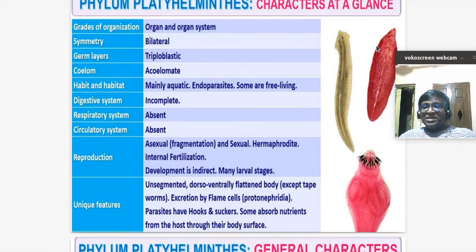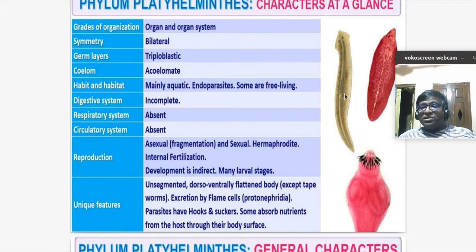So three examples are here. The first one is the planaria. The reddish colored one is the liver fluke, which is found in the liver of sheep or goat. The third one is the head region of the tapeworm, which has these hooks and suckers. They help them to remain attached to the intestinal walls. So that hooks and suckers is focused here.